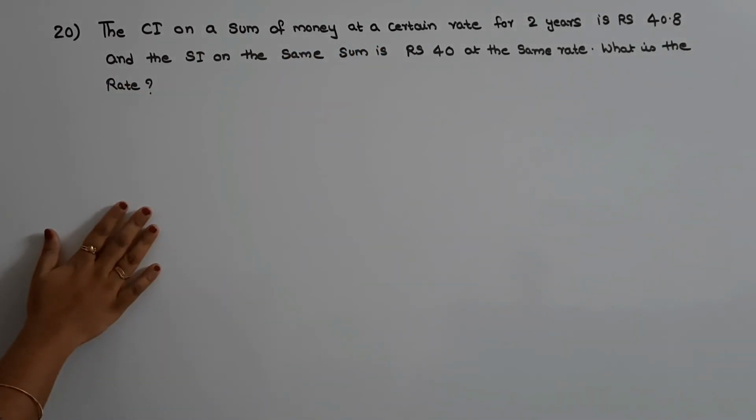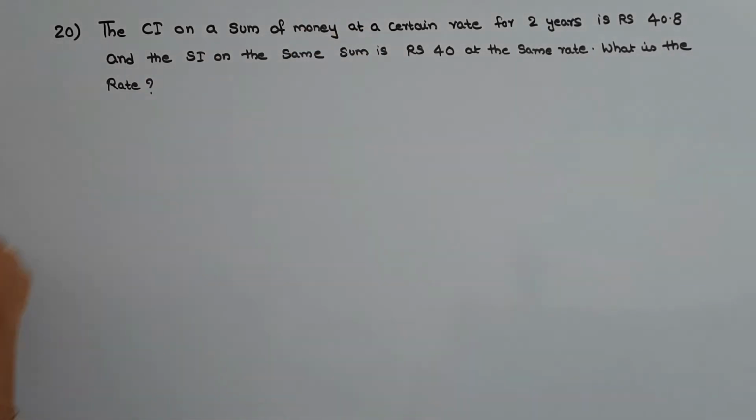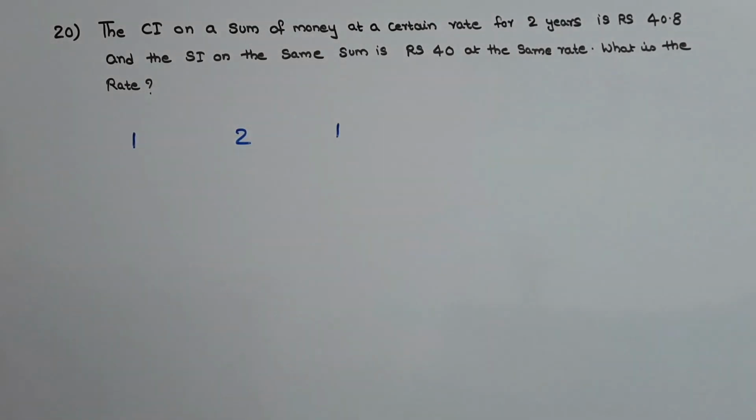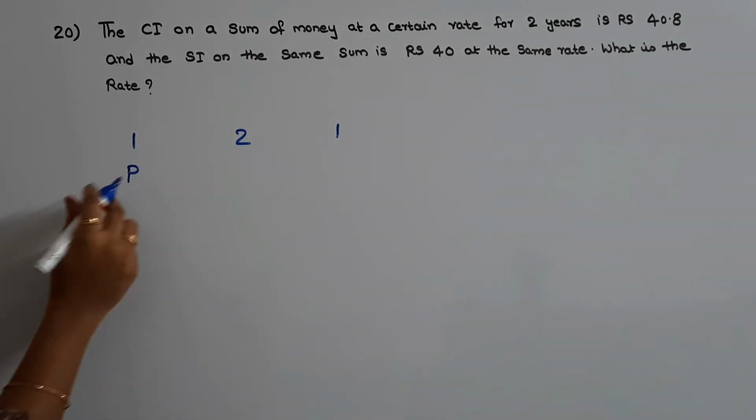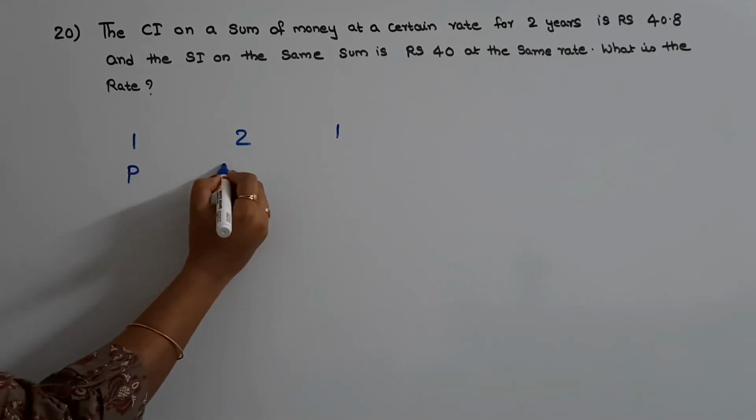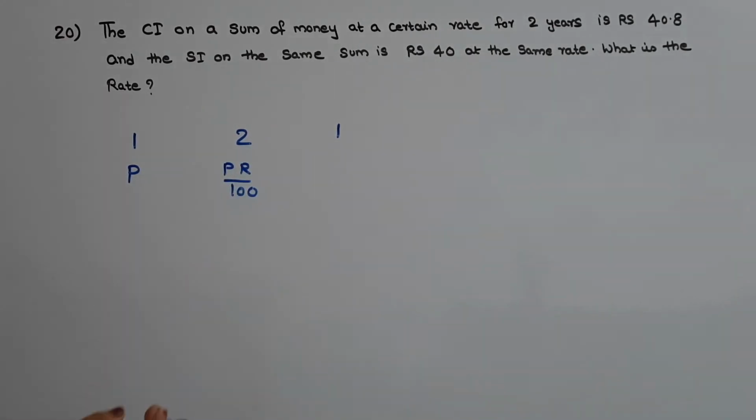So we can do it by Pascal's triangle method. In Pascal's triangle method, since the time period is 2 years, first we need to write 1, 2, 1. So what should come below this? Principal, so we are representing it as P. Then below this 2, P into R by 100. We don't know what the rate of interest is, so we are representing it as R itself.